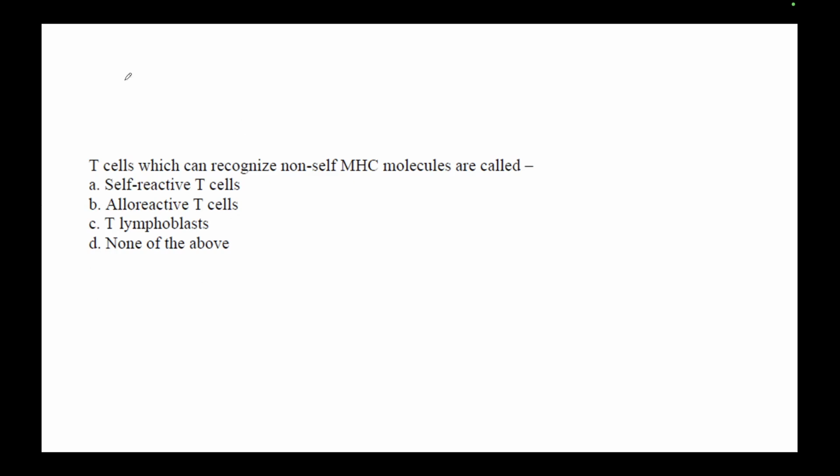Yeah. So the T cells which can recognize non-self MHC molecules, what are they called? They are abundant in our system. They are called alloreactive T cells. Yeah, they are alloreactive T cells.